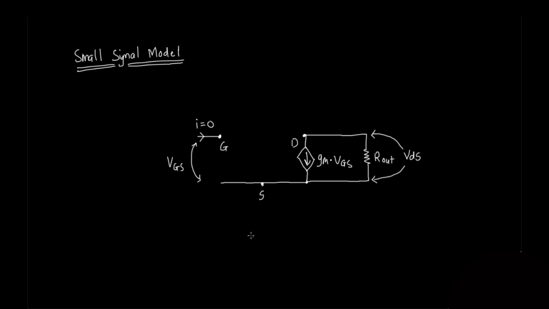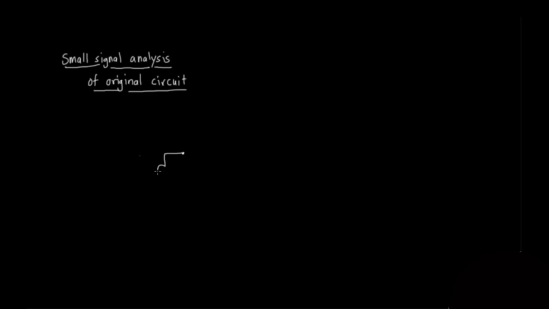Remember that this model can only be used in cases where we are nudging the input. Also, and this is the most important point to note, this model has a prerequisite, that is, the MOS is biased in the required region before we use this model. Let's try to use this model in our circuit that we were analyzing. Let's replace the MOS with the small signal model. The circuit will look something like this.